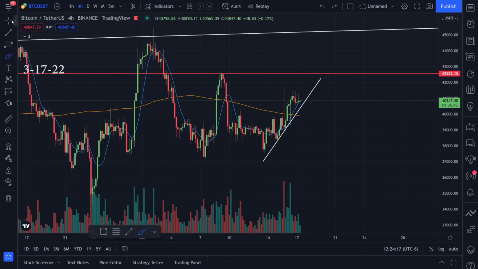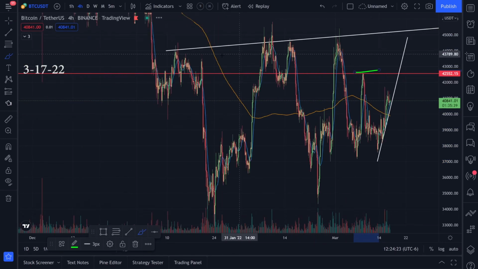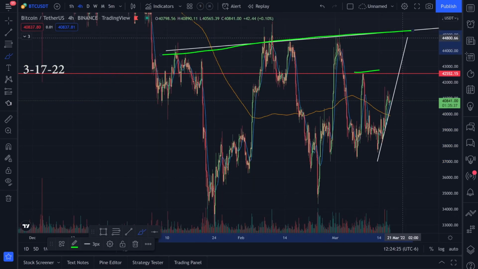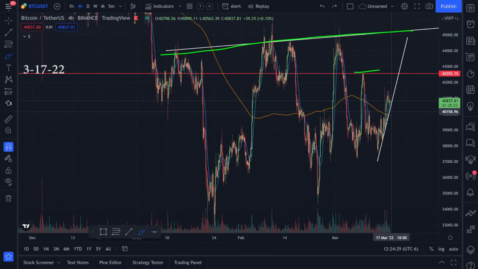So the main thing I'm watching is this trend line going up, something like this, this resistance level right here, and then this resistance trend line right here. These are on the daily time frame, and these ones are on the 4-hour time frame. Just my opinion though. Let me know what you guys think.